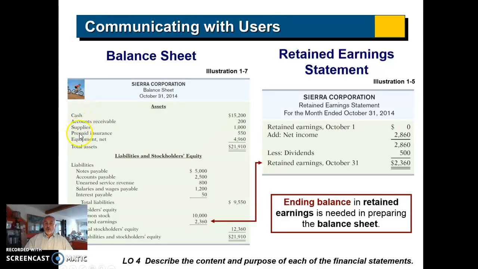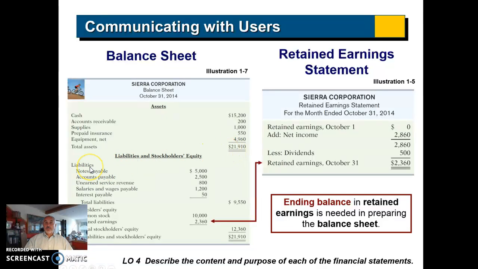Notice we first show assets, and we show them in order of liquidity. The term liquidity means how quickly can I turn the asset itself into cash. So those things that are most liquid are listed first, and we go down the line through until we get to the least liquid assets. Once we have them all, we total it and get total assets.